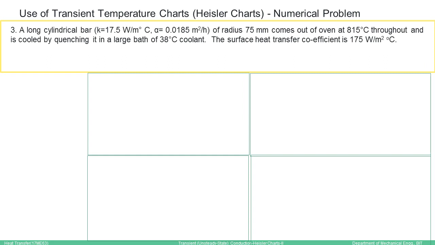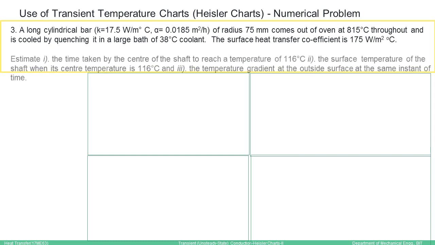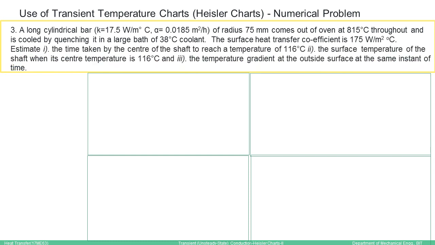Problem on long cylindrical bar. A long cylindrical bar with K equal to 17.5 watt per meter degree Celsius, alpha equal to 0.0185 meter square per hour, of radius 75 millimeter, comes out of an oven at 815 degree Celsius throughout, and is cooled by quenching it in a large bath of 38 degree Celsius coolant. The surface heat transfer coefficient is 175 watt per meter square degree Celsius.